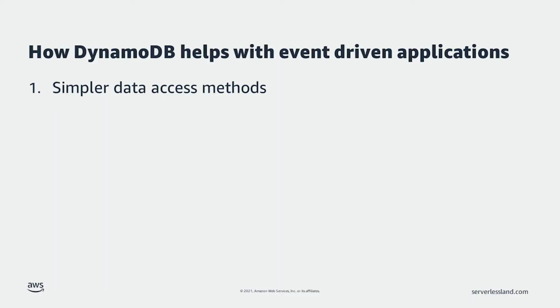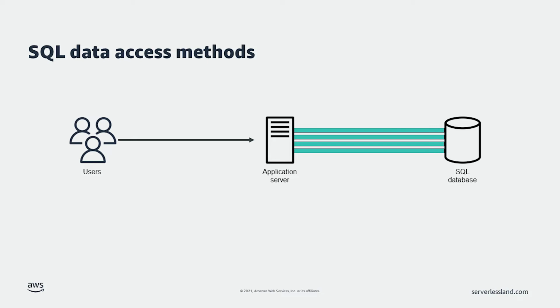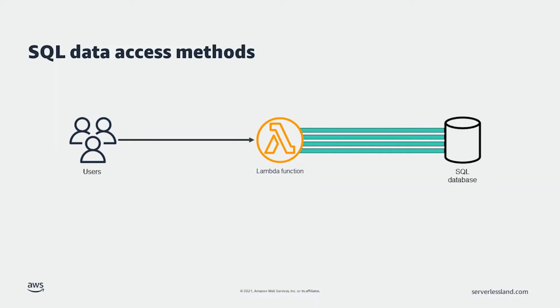So, let's talk about how a serverless NoSQL database can help you build event-driven applications on top of serverless. First of all, there's the data access methods. SQL-based relational databases require a driver in your code. That driver manages multiple shared connections to the database that are meant to be persistent. This works well when your business code runs on a server that is always up and running, even when you don't need it. With serverless, your business logic is run in an AWS Lambda function.